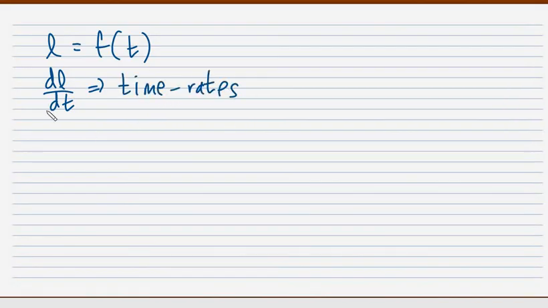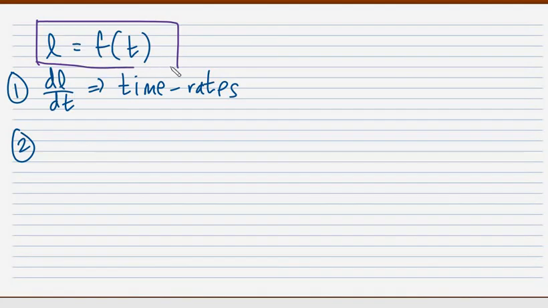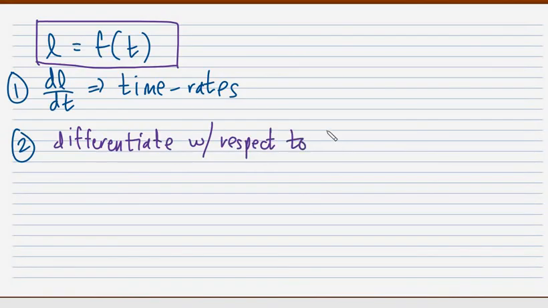Now, there are certain cases, this is case 1, wherein we cannot simply get this type of function. Then whatever is our function, we simply have to differentiate our given function with respect to time. Okay, so those are the two cases for time rates.